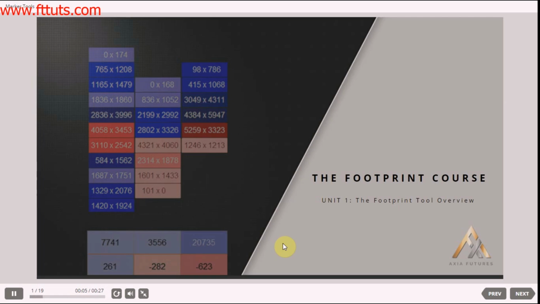Over the next 19 slides, I'm going to give you a brief introduction to the layout of the course. I'm also going to show you some of the key teaching methodologies utilized throughout the course. I will then briefly introduce the Footprint tool, how it works, as well as a practical example of the Footprint in action. Now, let's get straight into a brief video about the Footprint course.